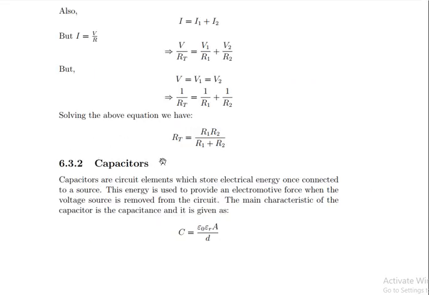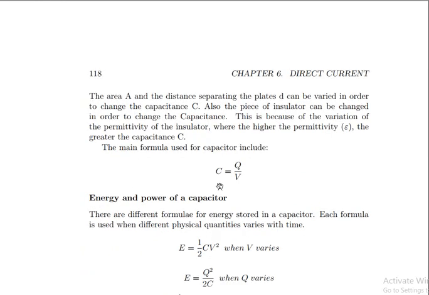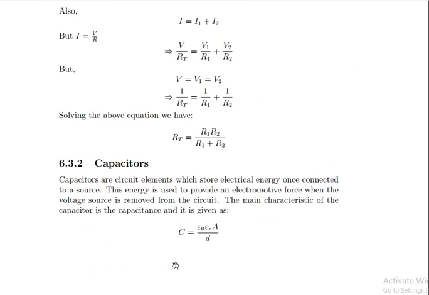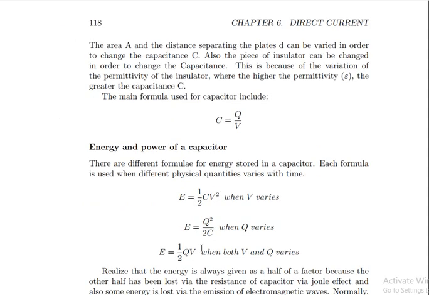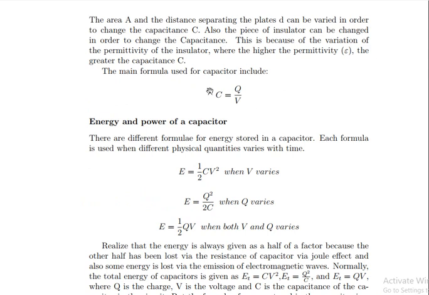Now let's go to the next circuit element. That next circuit element is called a capacitor, and the capacitor is used to store electric charge and electric energy. The main constant involved with the measurement of capacitors is the capacitance, and this capacitance is given as epsilon 0 epsilon r A over d. This capacitance is also given as Q over V.